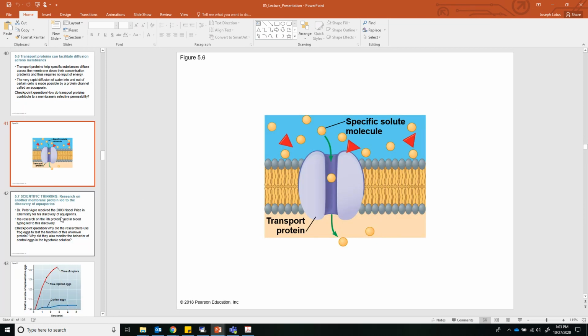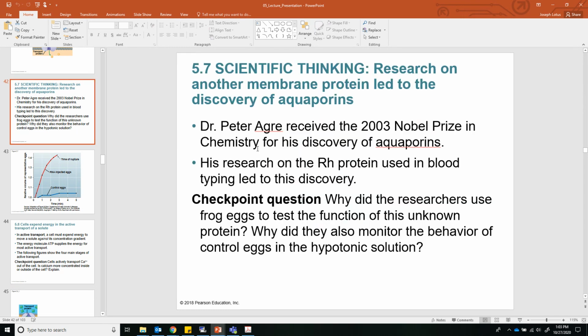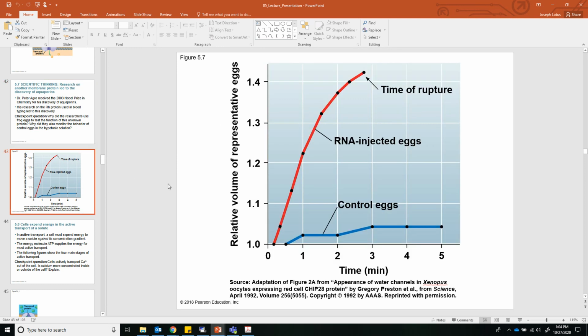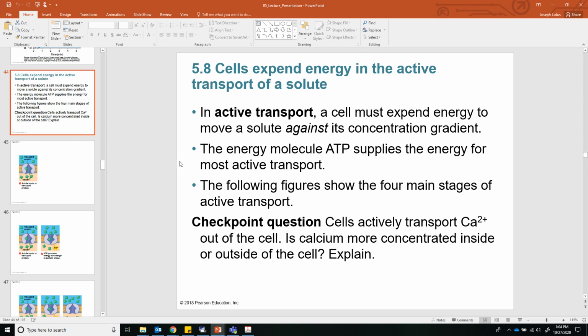If you want to read 5.7 here, it's talking about Dr. Peter Agre, who got the Nobel Prize for discovering aquaporins. It's pretty cool. Basically, he was looking at blood and something called the RH protein. I'm not going to go too much into it because it's not on the AP test, but basically, you can look at his experiment if you're curious about how he discovered these aquaporins. But I'm going to move on to the next part, which is active transport.